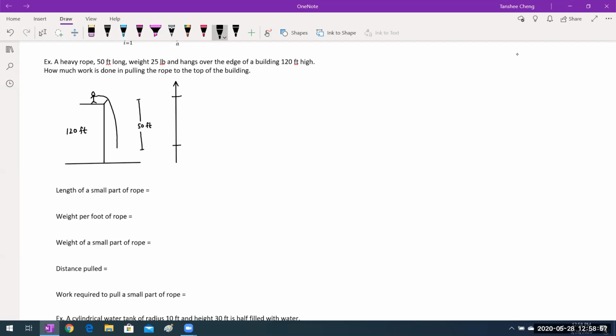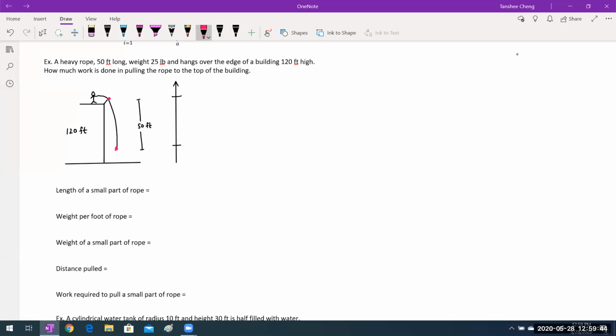So first, we want to look at this whole 50 feet length and set it up with an origin, because based on how you set up the origin, your starting point, your distance will look different. You can put your origin at the top of the building, or at the bottom of the building, or the bottom of the rope. Based on where you put it, the expression for the distance will be different. We're going to talk about that later.